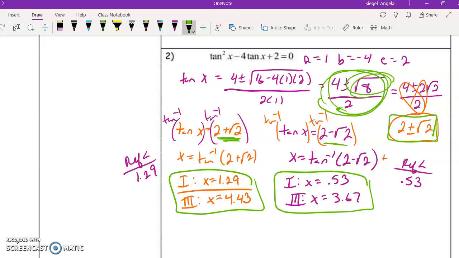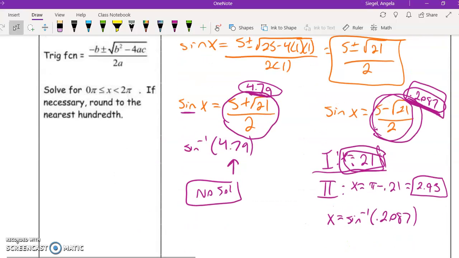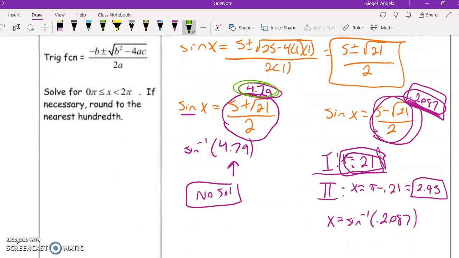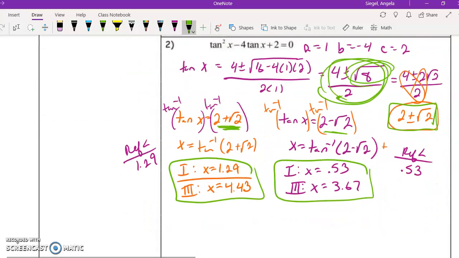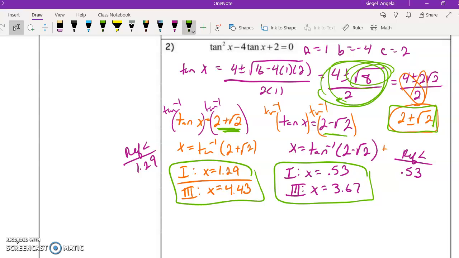Something else that I said before is that I didn't really worry about this one. On the previous one, I was really interested in finding the decimal equivalent. On this one, I wasn't too worried about it because I knew that this was positive, and I don't really care if it's bigger than 1 because it's tangent.